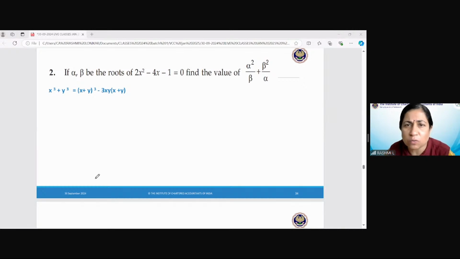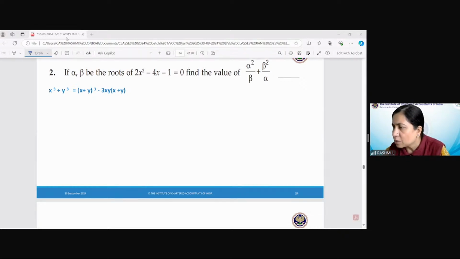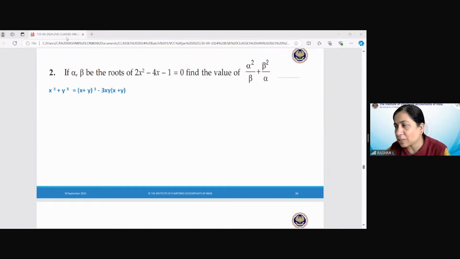Now, whenever I explain, you must try it yourself. Okay, then you will understand it much better. Alpha and beta are the roots of this equation. Find the value of alpha square upon beta plus beta square upon alpha.